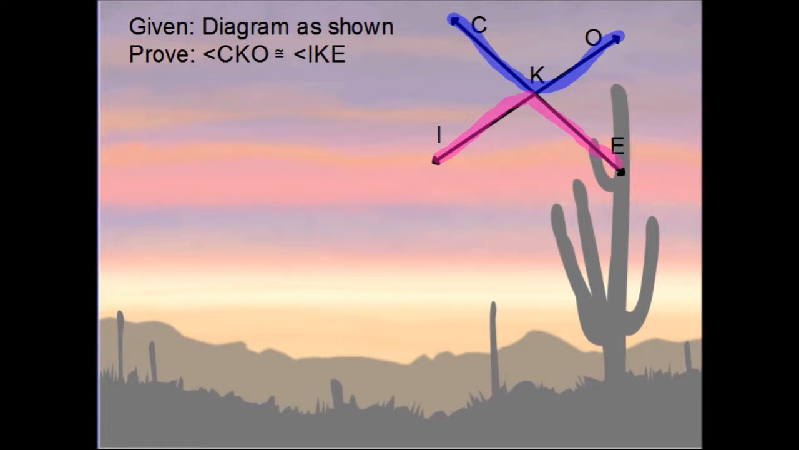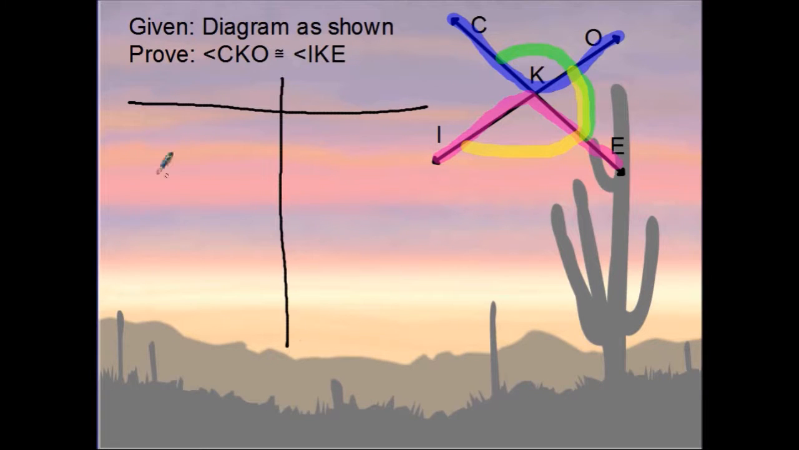Well, besides the fact that they form an X, what I see is that angle CKO is supplementary with OKE. And I also see that angle IKE is also supplementary with angle OKE. So they're supplementary to the same angle. We're going to want to do that when we're going through our proof. So let's get started with that proof here. Let's start off making that T-chart. And of course, for our first line, we're going to have diagram as shown.